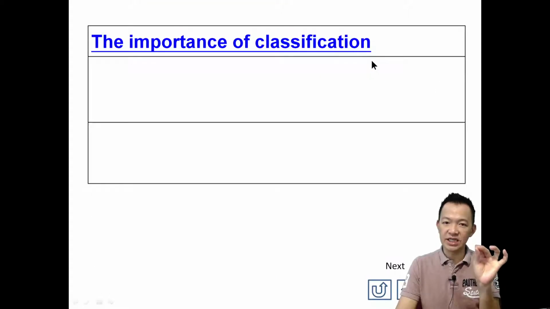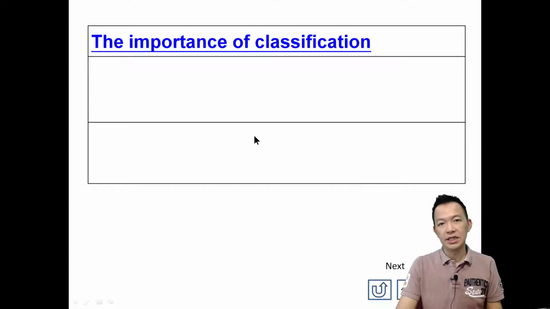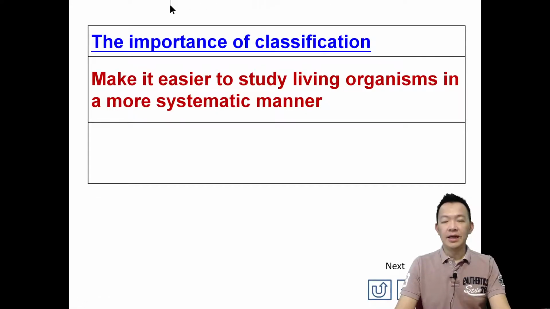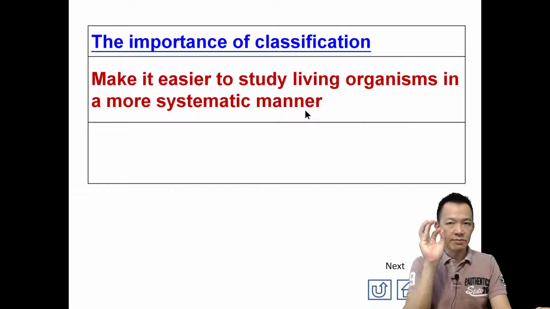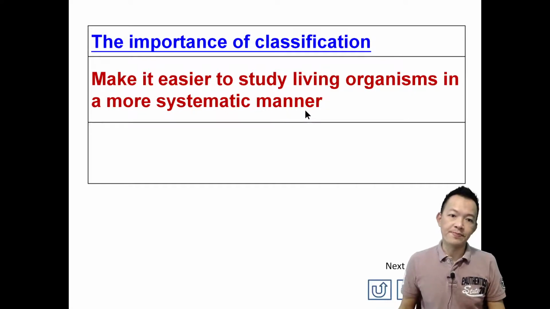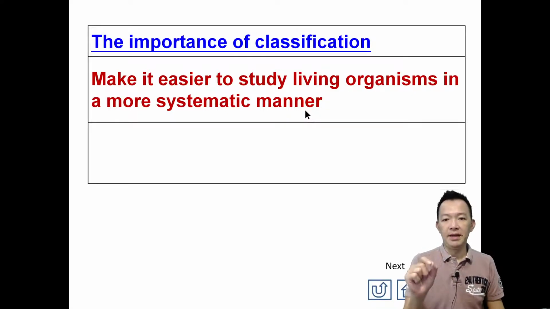So why do we need to classify the CDs, or why do we need to classify the living organisms? Any idea? Okay, let's copy the answer. Number 1, make it easier to study the living organisms in a more systematic manner. It makes our study of living things more systematic and easier. What does that mean?